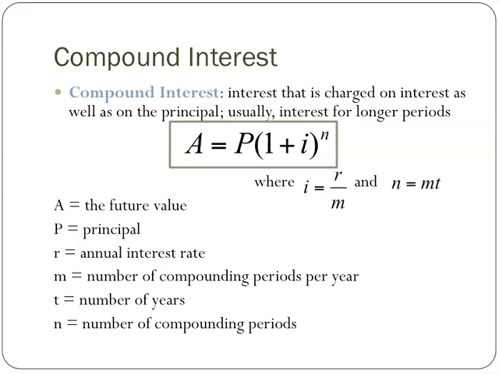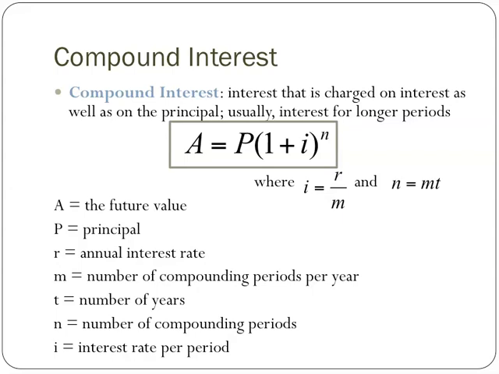I, now that we have R and M, we know R is the annual interest rate and M is the number of compounding periods per year. So really you're just dividing that interest rate by the number of times it's compounded per year. So this is the interest rate per period.